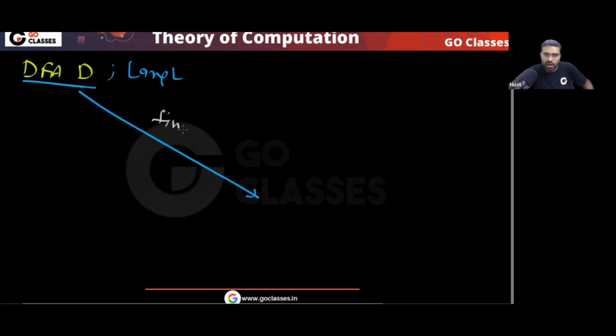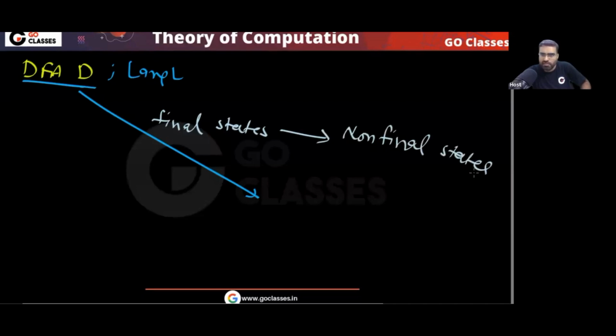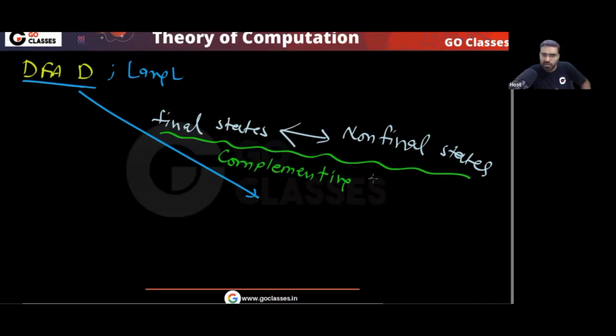If I make all the final states non-final, and all the non-final states final, it means I complement the states. What am I doing? I'm complementing the states. Yes or no? Agree with me? If you are a final state, I will make you non-final. If you are a non-final state, I will make you final.